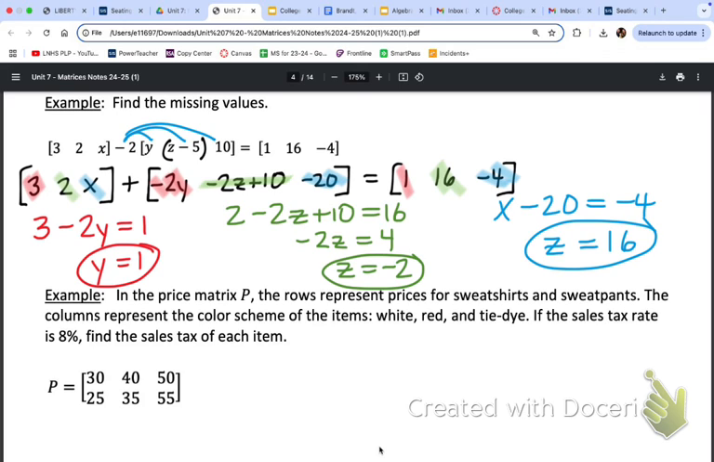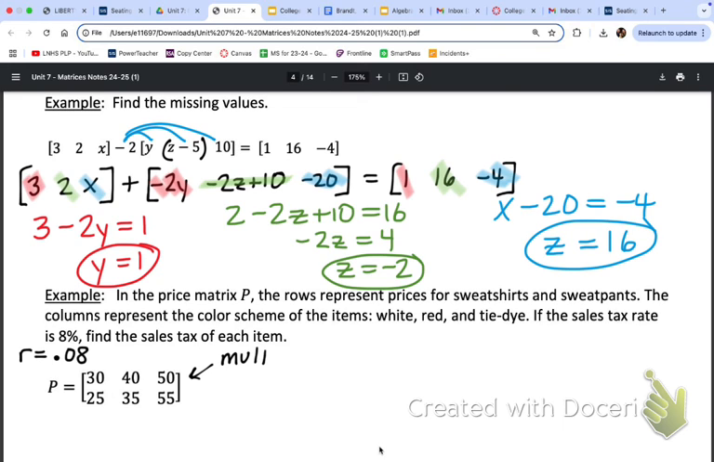Okay, 8%. We wouldn't want to multiply them all by 8. What we want to multiply by is 0.08, right? The rate, we want it as a decimal. 0.08, because you take 8 and divide by 100, or move the decimal 2 to the left. And so you are multiplying all of this by 0.08.